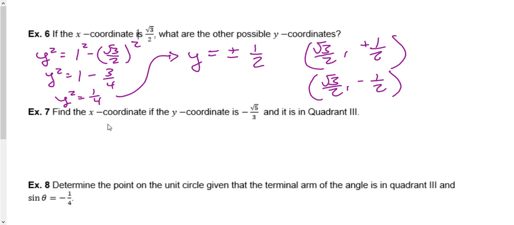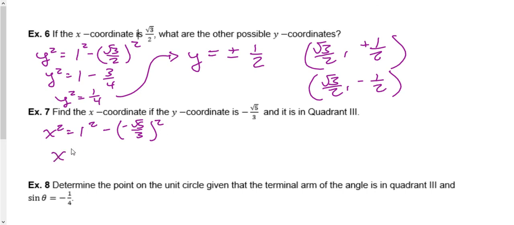Number 7 is find the x coordinate if the y coordinate was this guy here in quadrant 3. By the way, in quadrant 3 everything is negative, all your x's and y's are negative, so let's just make sure that we get something negative. But let's find x though. So I have x squared equals 1 squared minus, in brackets, that negative root 5 over 3, there we go, all squared.